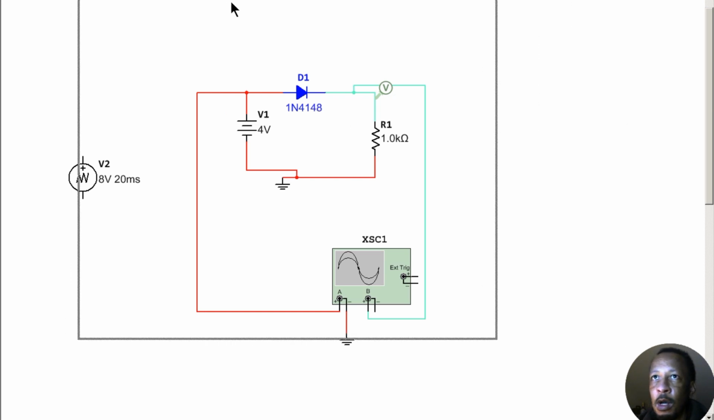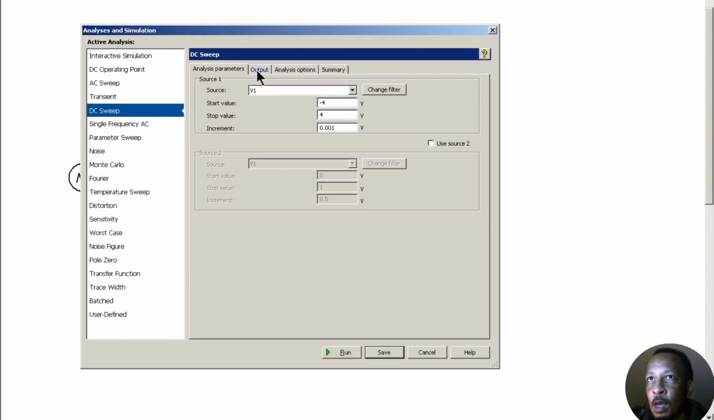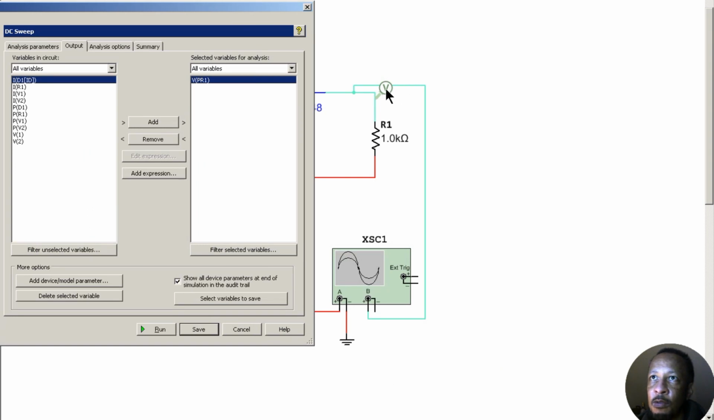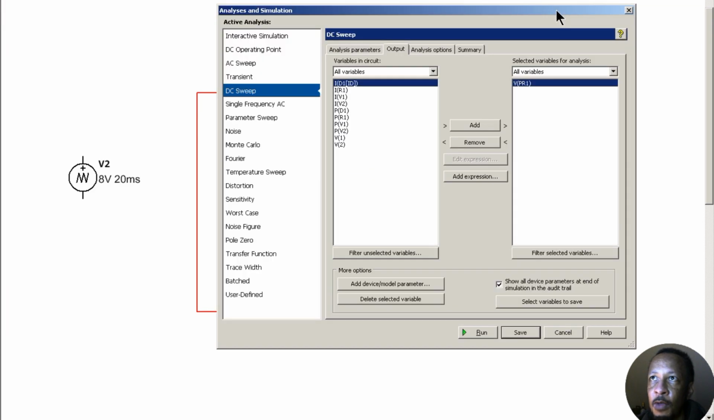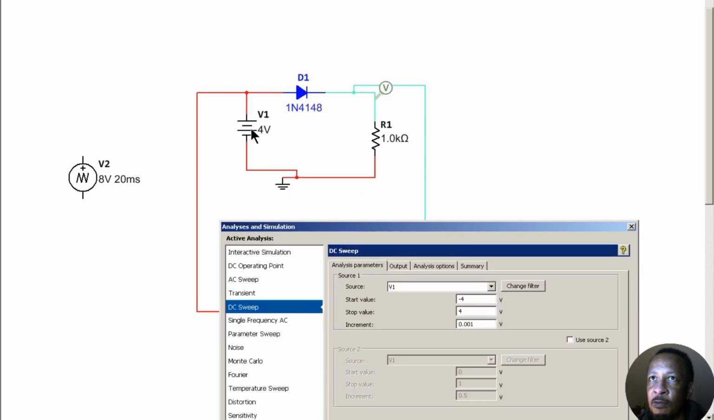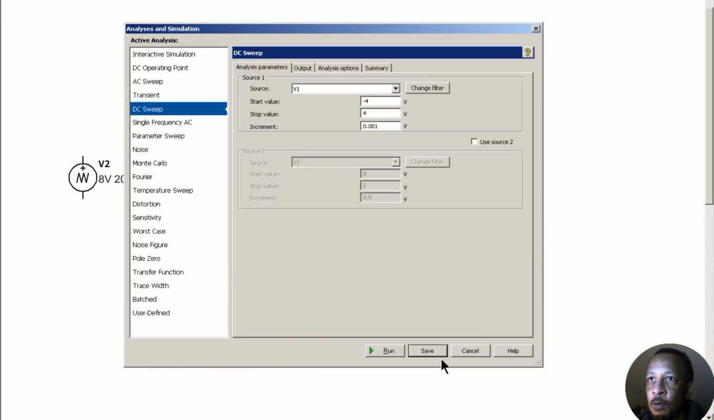So I'm going to go ahead and do my DC sweep and have my setup with my start value at -4, my stop value at 4, and my increment at 1 millivolt, and then my output is going to be taken across this probe here with respect to ground, and my source is going to be V1, which is this voltage source right here. So let's see what we get.